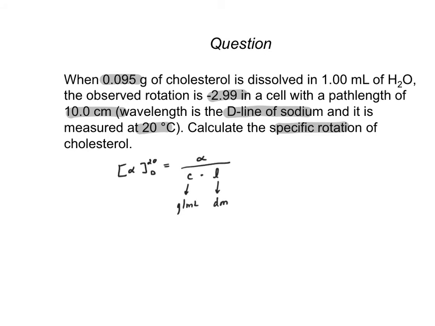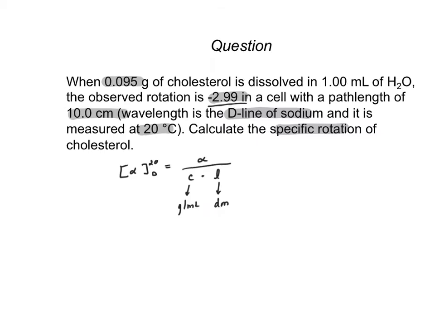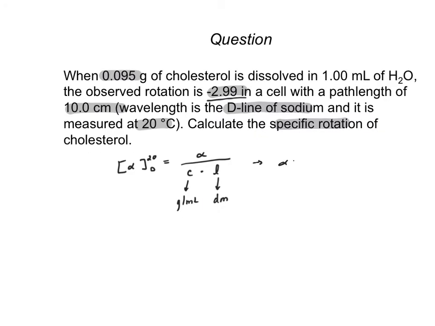The one thing that we are already given at this point is the observed rotation. It is negative, so we can go ahead and define that. We've got alpha as a negative 2.99. Again, negative refers to left-hand rotation, so we call this levorotatory, and we can denote that as L.